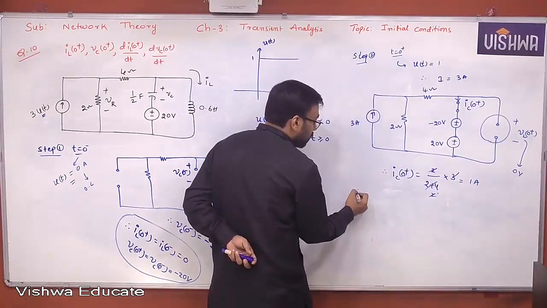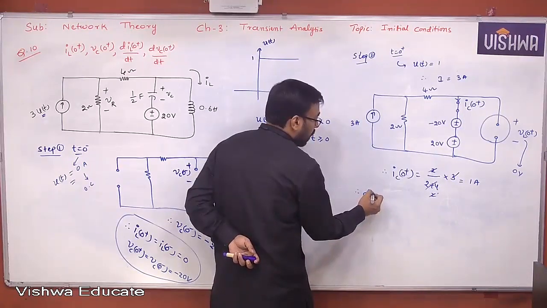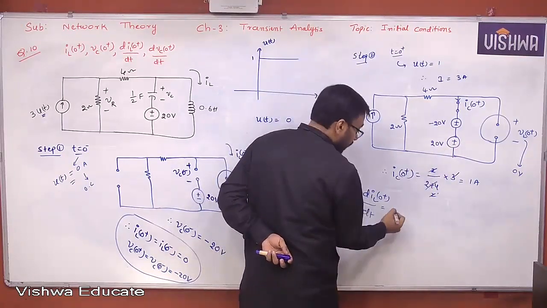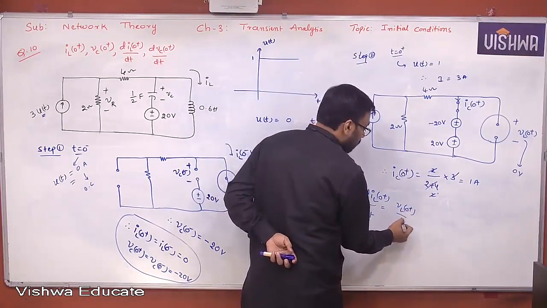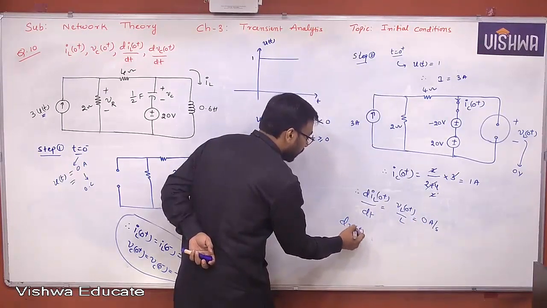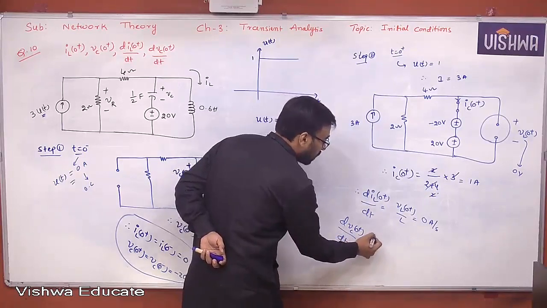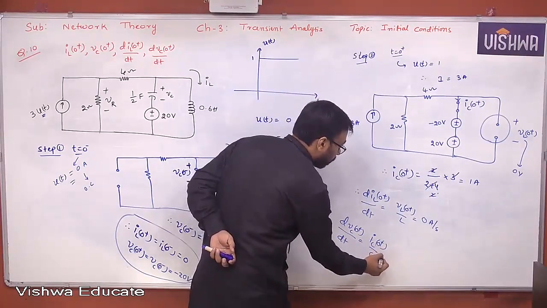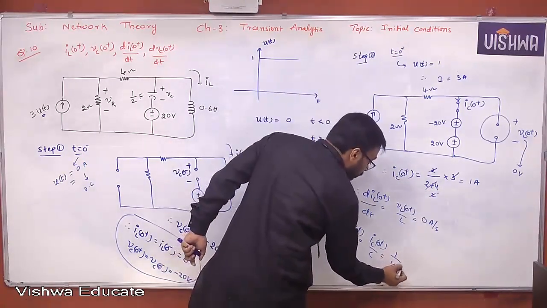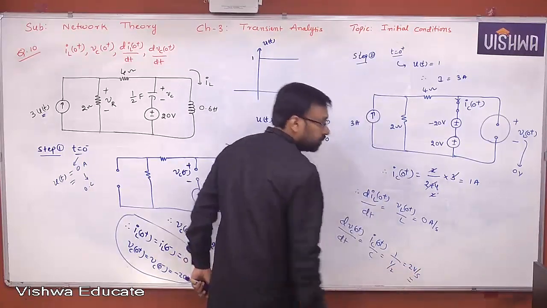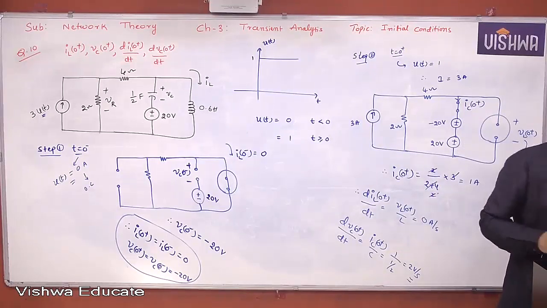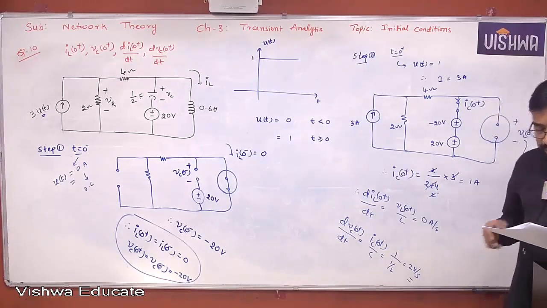And finally here, dIL of 0 plus by dt is nothing but VL of 0 plus by L, nothing but 0 amperes per second. And dVC of 0 plus by dt is nothing but IC of 0 plus by C, nothing but what? 1 by, what is the capacitance value? 1 by 2, nothing but 2 volts per second. This is how you are supposed to solve the problems. Hope all of you understand. Note down the problem clearly.